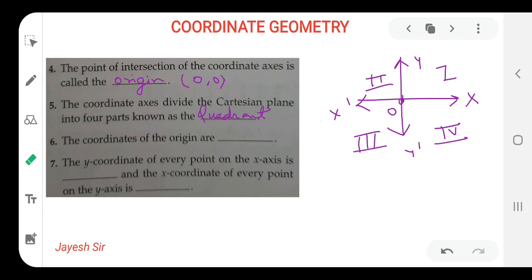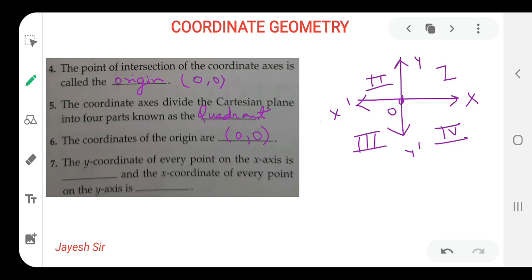Now the sixth is: the coordinates of the origin are. The coordinates of the origin I have already written in the fourth fill in the blanks. You can see now it has been asked in the form of another fill in the blanks. We know the coordinates of the origin are, we can write easily, 0, 0. These are the coordinates of the origin.